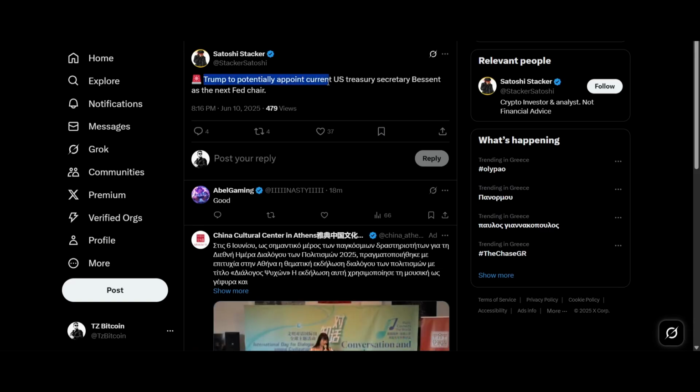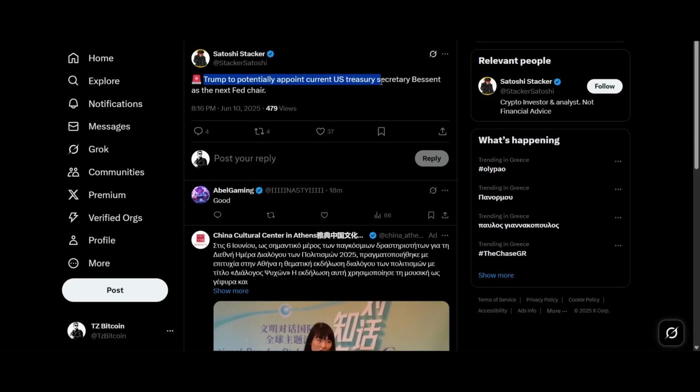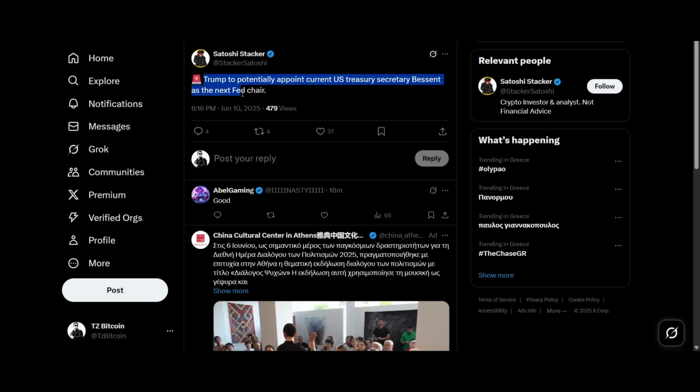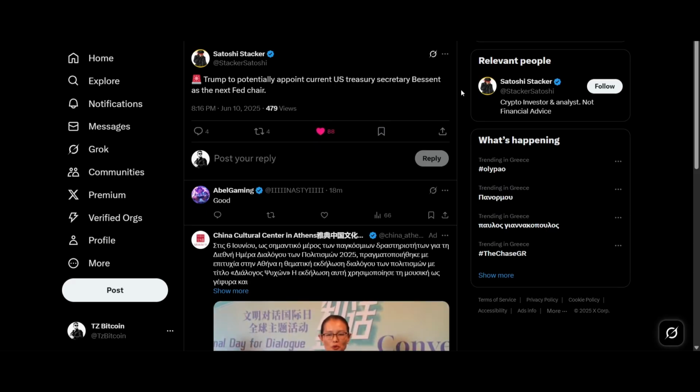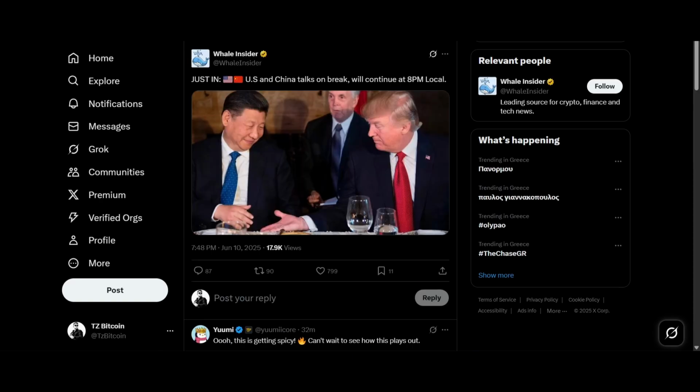Trump is potentially going to appoint current U.S. Treasury Secretary Bessent as the next Fed chair. These are some rumors that Donald Trump wants to replace Jerome Powell, but we will see who is going to be the next Fed chair.